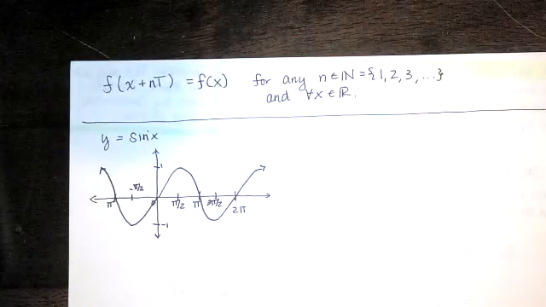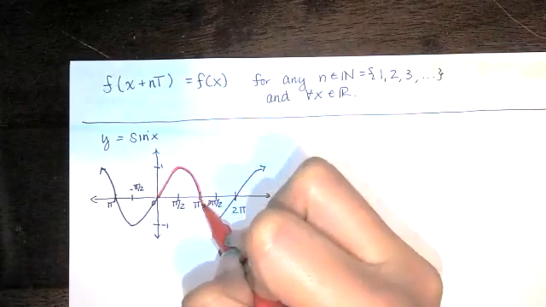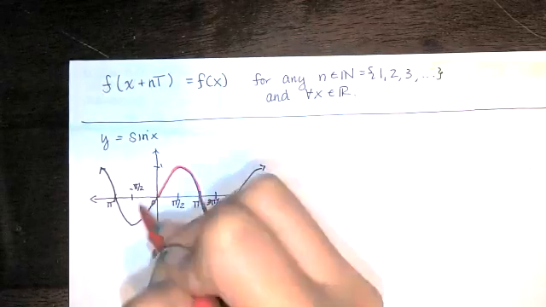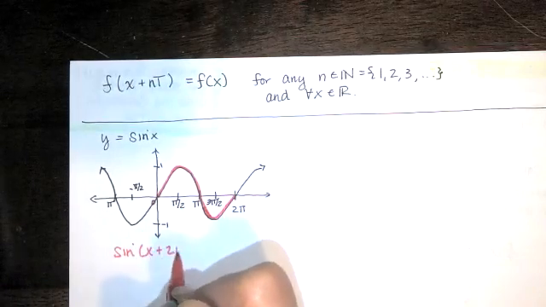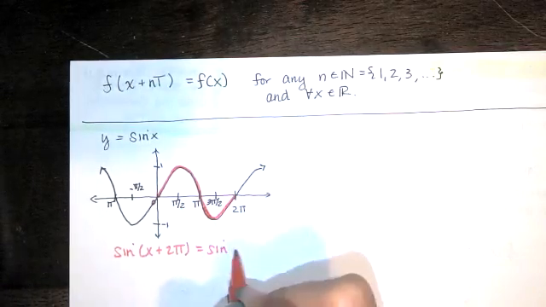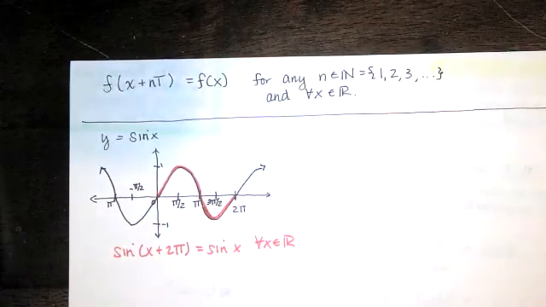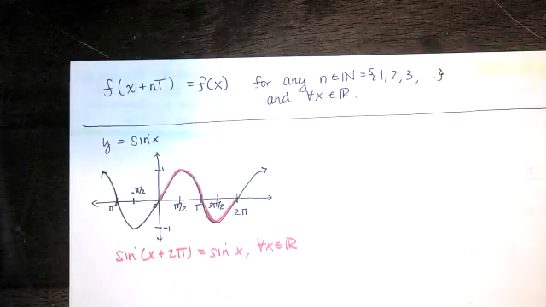This is typically what we think of as our one period or a single cycle of that sine wave. So it's just doing that, and then it repeats. So we know that sine of x plus 2 pi is equal to sine of x for all x in the reals. That upside down A represents for all x in the real number system. And obviously, if I added 2 pi times n, that would be true as well.